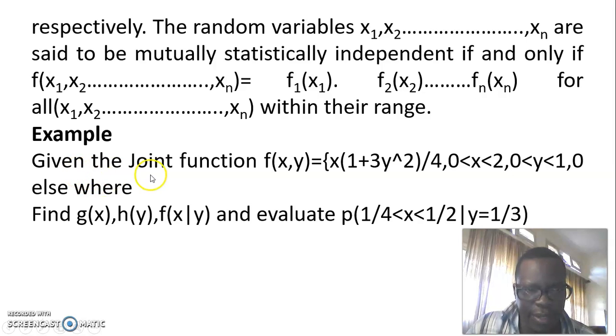For example, given the joint function f of x, y, which is equal to x into 1 plus y squared divided by 4, where x lies in the interval of 0 to 2 and y lies in the interval of 0 to 1, and 0 elsewhere. They say find the marginal distribution of x, the marginal distribution of y, and the conditional probability distribution of x given y, and evaluate the probability that x is between 1/4 and 1.5 given that y is equal to 1/3.